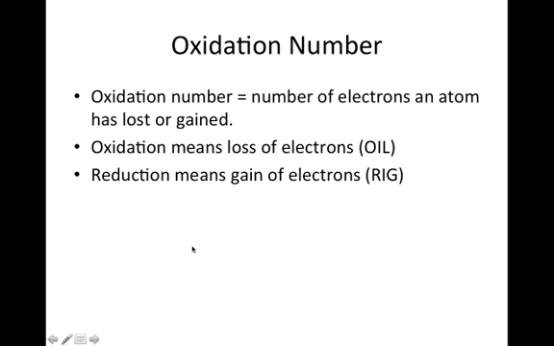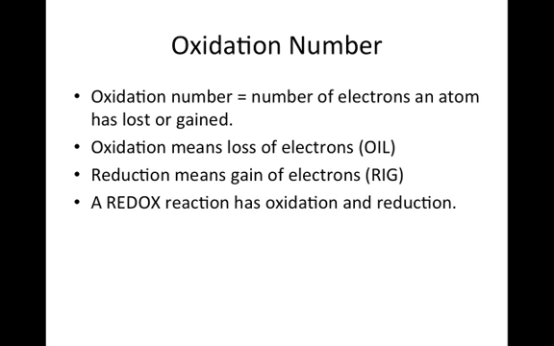Oxidation number is the way we express the number of electrons being lost or gained from an element. Oxidation means loss of electrons, which we remember as OIL. Reduction means gain of electrons, which we remember as RIG. This gives us the mnemonic OIL RIG. This reminds us that oxidation is loss and reduction is gain.